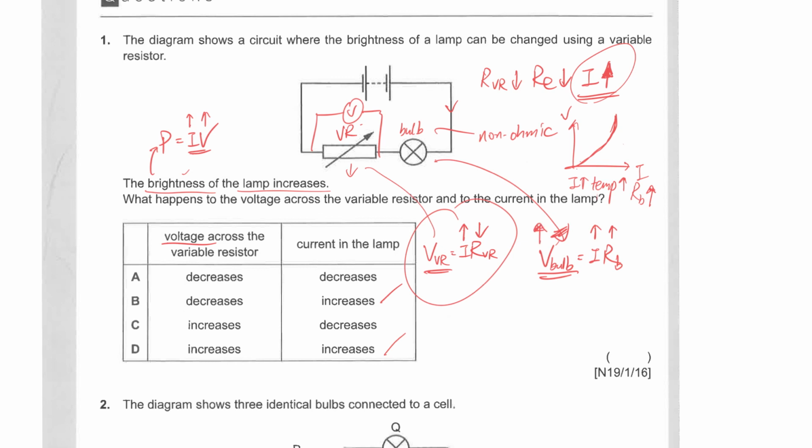So having said that, you understand that the sum of the potential difference across the variable resistor, that means V, plus the potential difference across the bulb, must be equal to the EMF. In this case, the EMF, the battery, you do not change, so this is constant. So we already established that the potential difference across the bulb is going to be higher. That means this has to be lower, so this will decrease. So the answer is B.